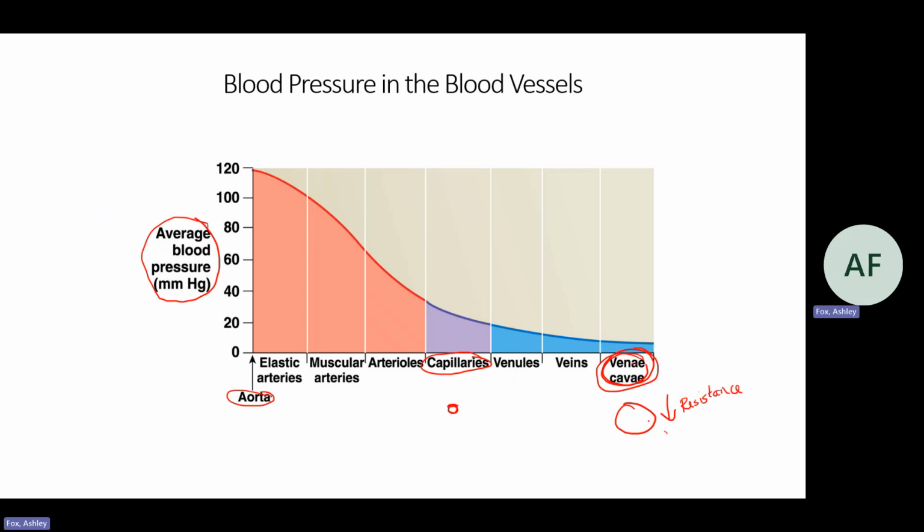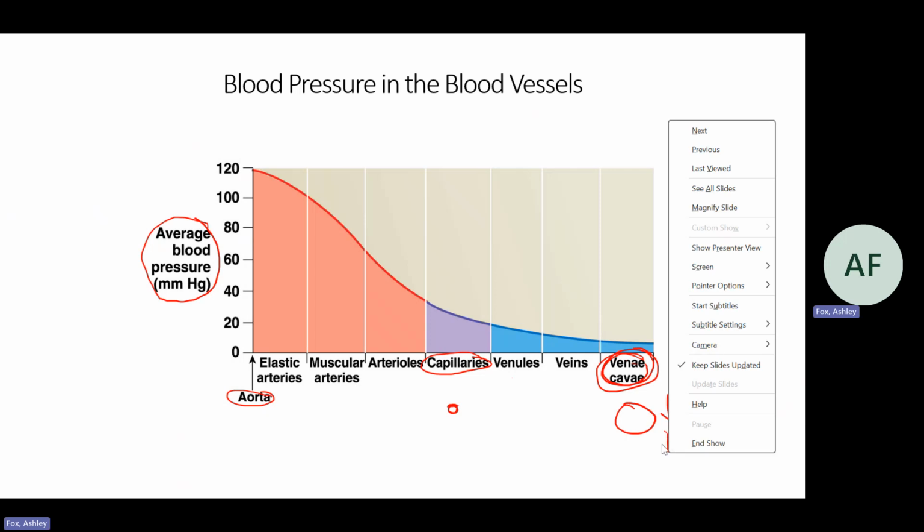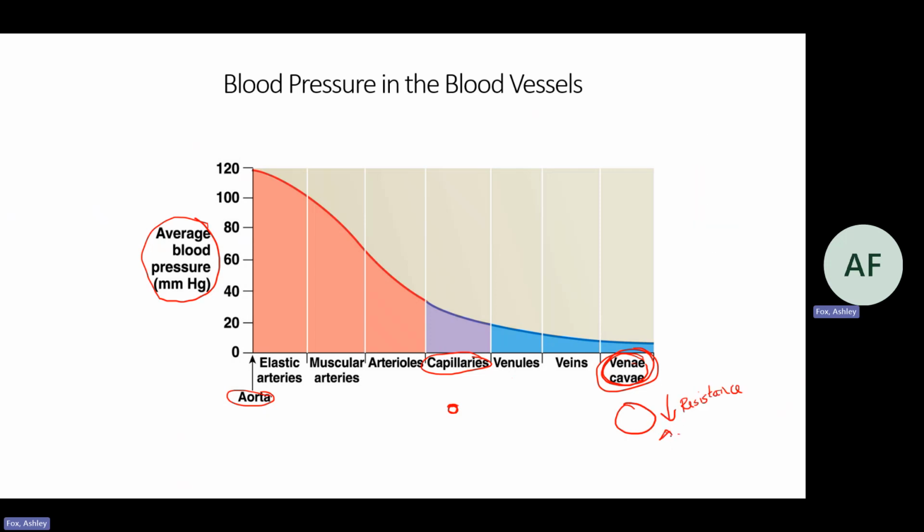Because look how wide it is. You're increasing the diameter, so there's less effect on flow. So your blood pressure has to do with pushing against the walls of the blood vessel. So the aorta is going to have the highest pressure. It's right off the heart. So pressure gets lower as you're going to the capillaries.